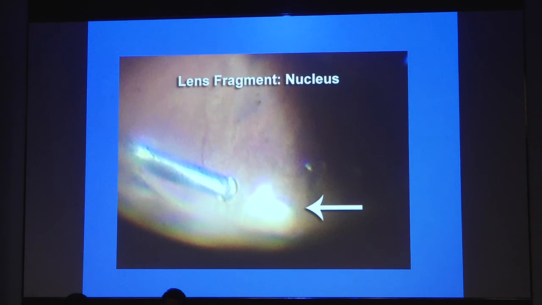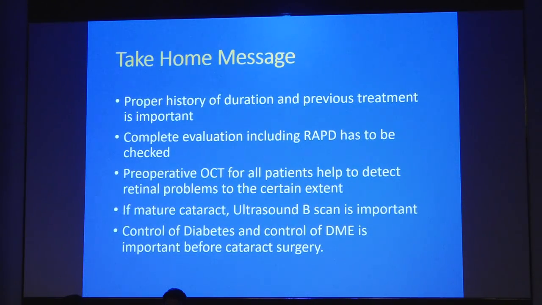Sometimes, yes, if there's a PC rent, some amount of cortex may go, some amount of the nucleus may go. Most of the time they resolve by 1 or 2 months if given long-standing steroids. But sometimes if a small nucleus goes and sits in the pars plana, it may not resolve and may cause recurrent redness and recurrent inflammation. So proper history and previous treatment, whatever the patient is taking, becomes very important.